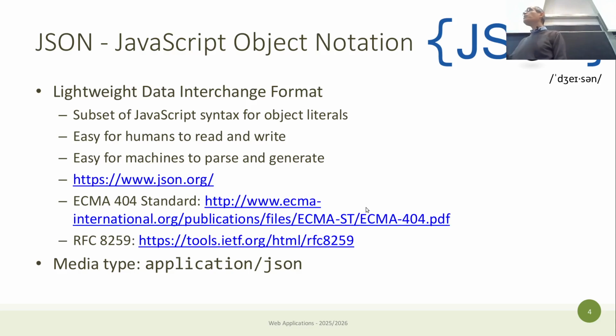So just a very quick overview of JSON, but you will see it's not so difficult. JSON is a lightweight data interchange format that stands for JavaScript Object Notation, pronounced JSON. Okay. Easy for humans to read and write, easy for machines to parse and generate, and so on. So good for everybody. Okay.